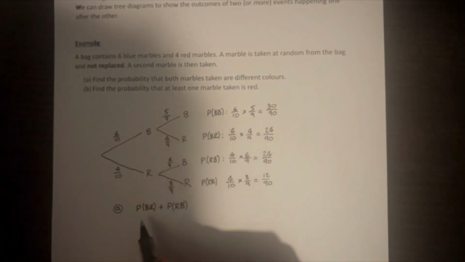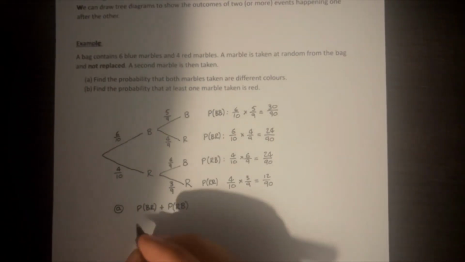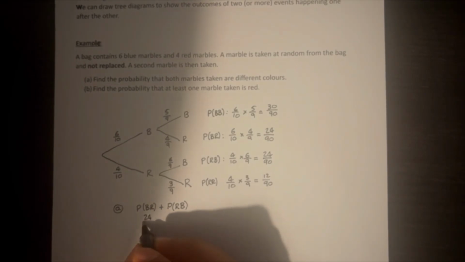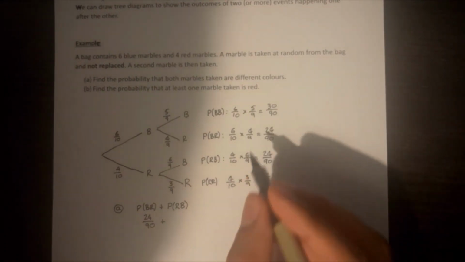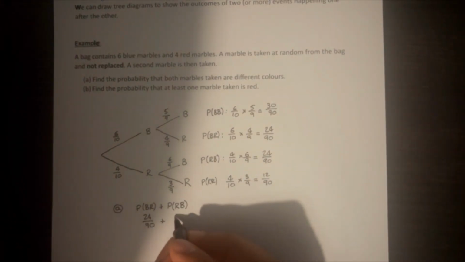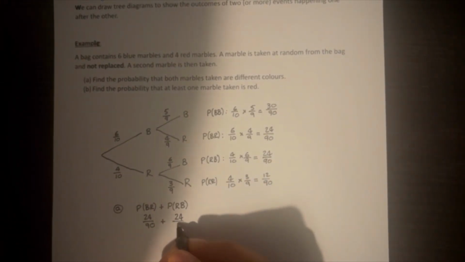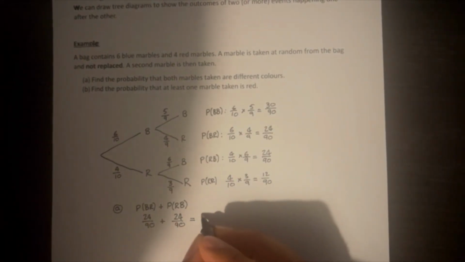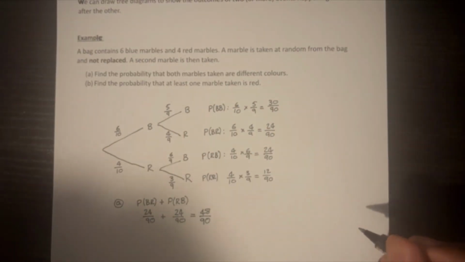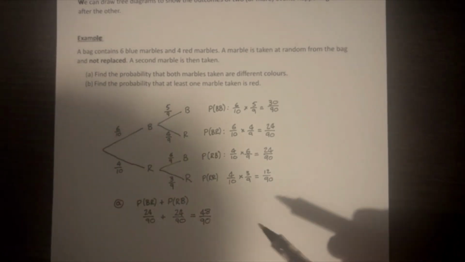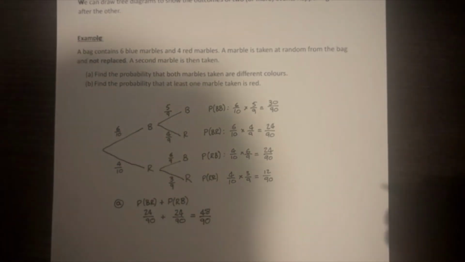So in other words, blue then red was 24/90. Red then blue was 24/90. And adding those together is going to give us 48/90. So the probability that both marbles taken are different colours is 48/90.